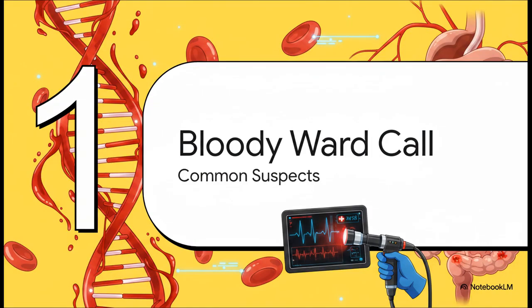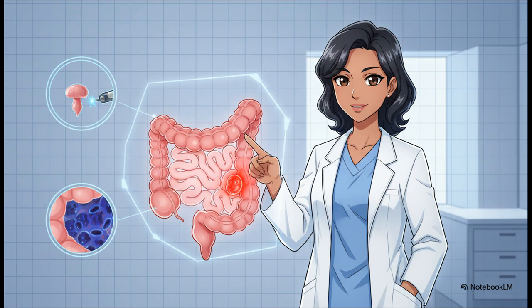Okay, part 1, the bloody ward call. Let's look at the common suspects. Before we even start running the algorithm, we need to know exactly what we're dealing with when a patient actually presents with hematochezia. Look at this lineup of usual culprits. Notice the sheer variety of causes here. But check out what's right at the very top: diverticular bleeding. That is your most common adversary.